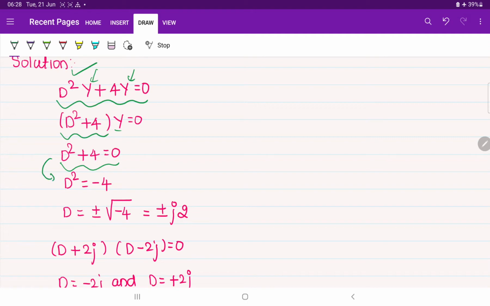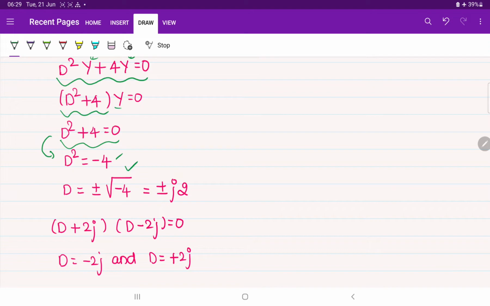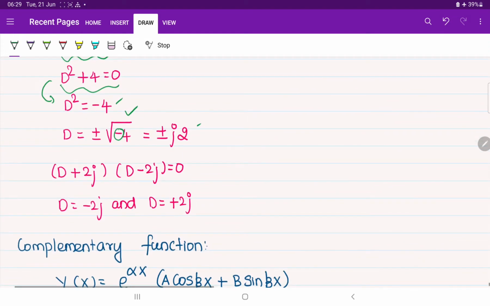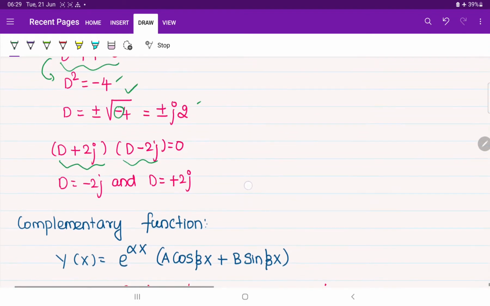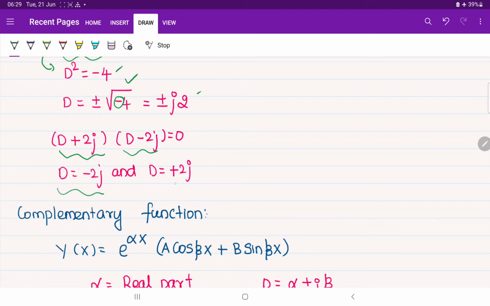If I resolve it, D square equals minus 4, then D equals plus or minus square root of minus 4. We know whenever we take minus from under the square root, it becomes j, and the square root of 4 becomes 2. So we obtain two solutions: D plus 2j and D minus 2j, or we can simply say the two roots are minus 2j and plus 2j. So far we saw only real values, but here we have purely imaginary roots. How can I write the solution for that?